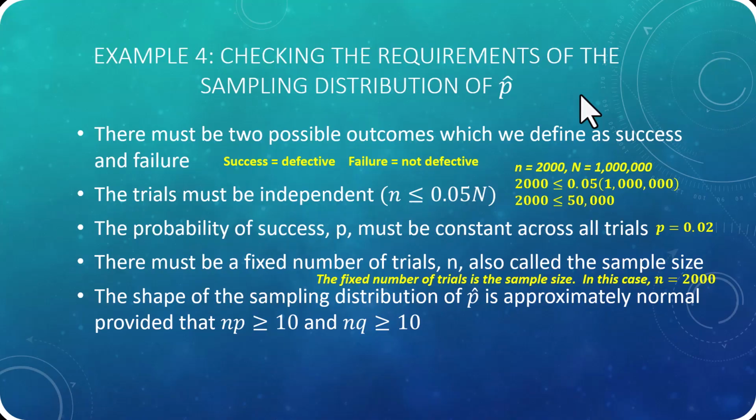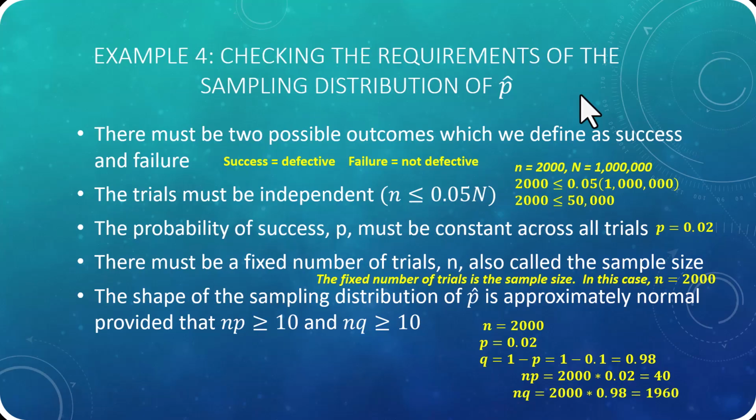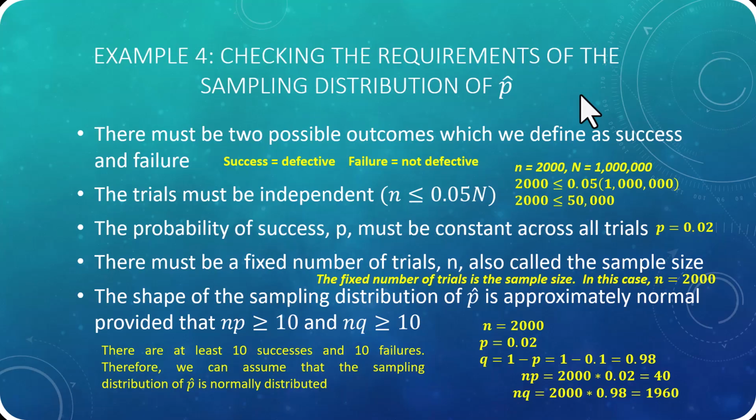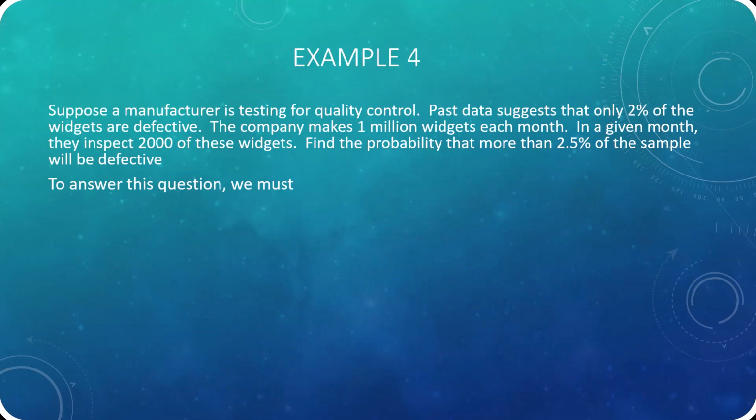The shape of the sampling distribution can be considered normal, assuming that there's at least 10 successes and 10 failures. So we use N, P, and Q to calculate that. As you can see, the number of successes is the sample size times the probability that a device is defective. So 2,000 times 0.02 is 40. The number of failures, that is, failures meaning that it's not defective, is 1960. So both of those are above 10, which is all we really care about, so we can proceed with this sampling distribution. So in order to answer this question, we have to first find the population proportion.